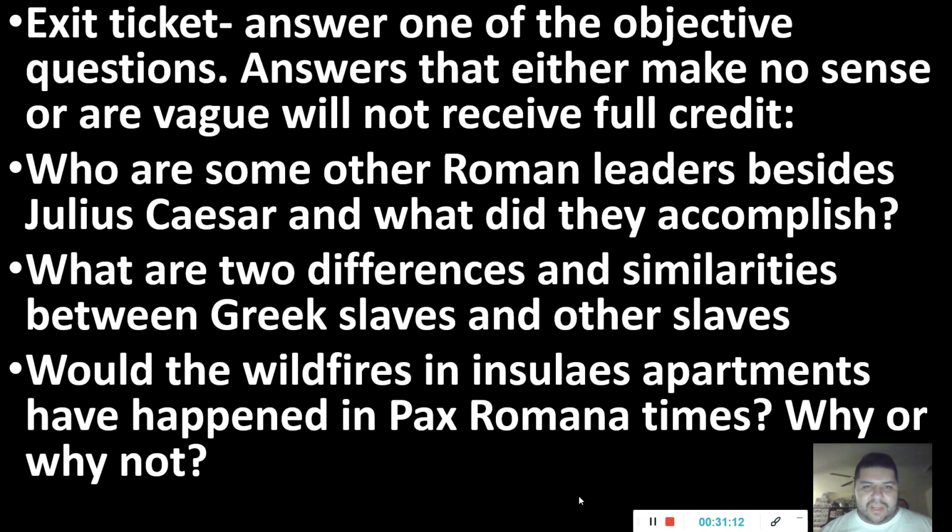So here is your exit ticket. Go ahead and pick one of the objective questions and answer it. Make sure that you're not very vague. Make sure you answer it completely. So first one, who are some other Roman leaders besides Julius Caesar, and what did they accomplish? You got several of them we talked about. So pick one, and what did they do?